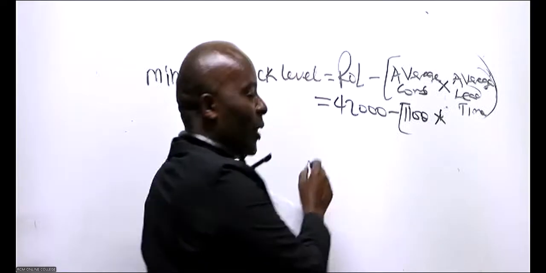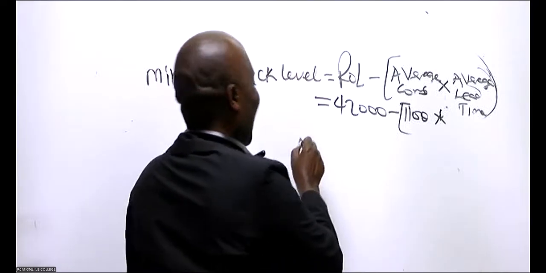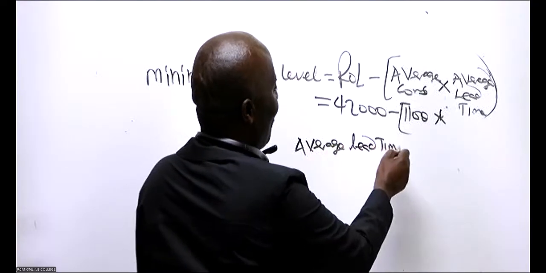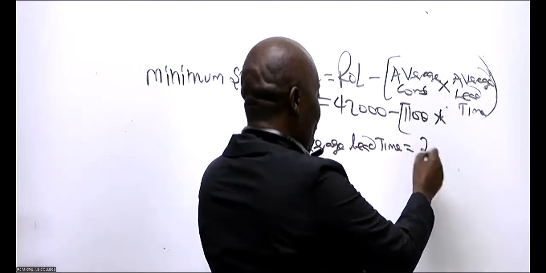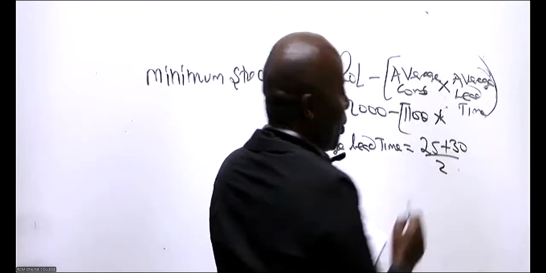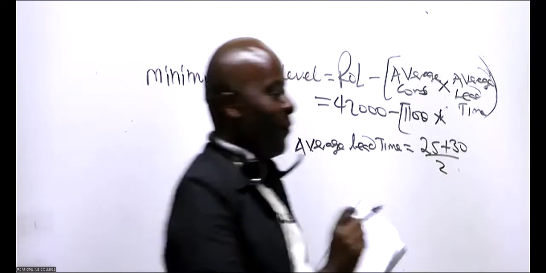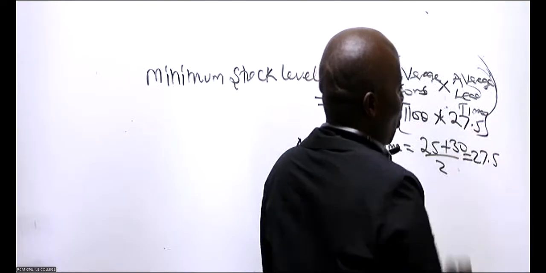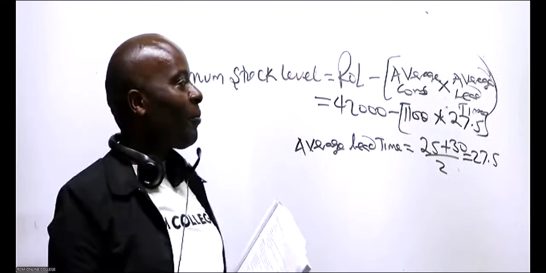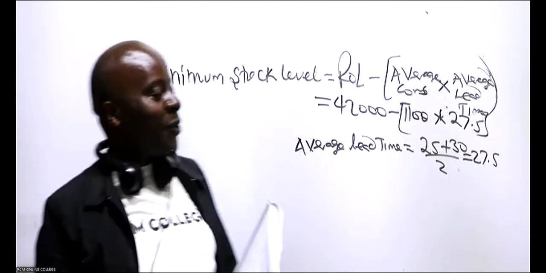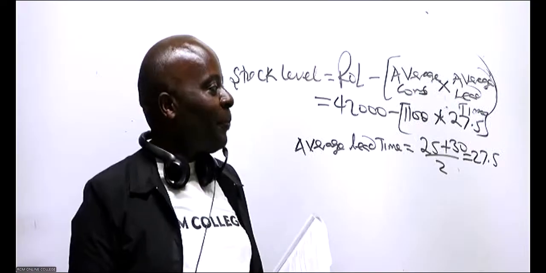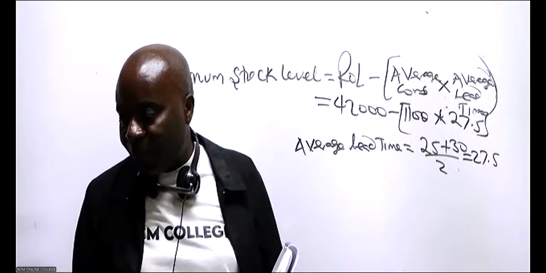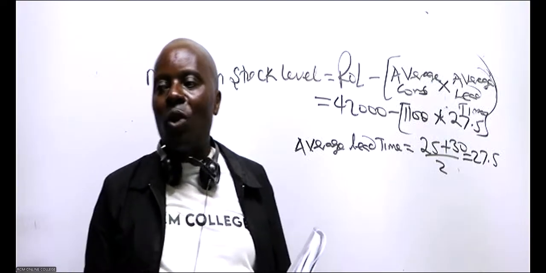Average is 28, always round off to a whole number. So 25 plus 30 divided by 2, they've got 27.5. So average lead time. Don't say that these are days and we can't have half a day. Even hours we have. So 42,000 minus open brackets 1,100 times 27.5, close brackets, and then you tell us what is our minimum stock level.